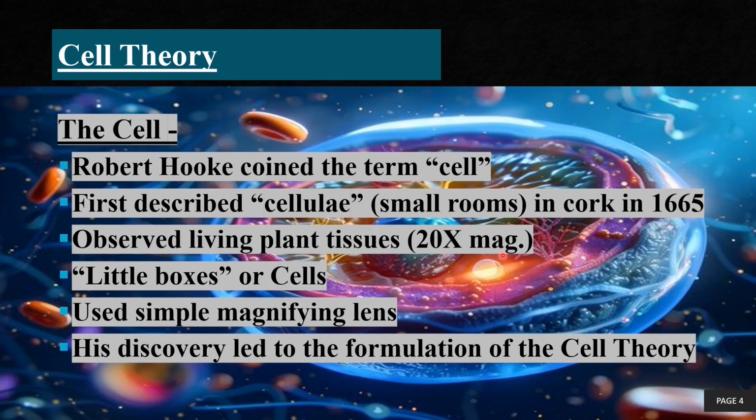So in the year 1665, he observed the cork through his magnifying glass, and he observed some structures like small rooms or little boxes, which he first described as cellulae, and later termed cells. His discovery led to the formulation of the cell theory. So on the basis of his discovery, the cell theory was developed.